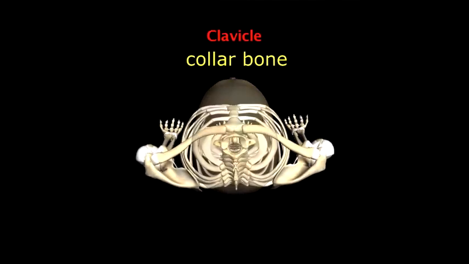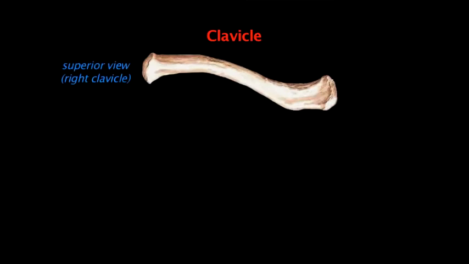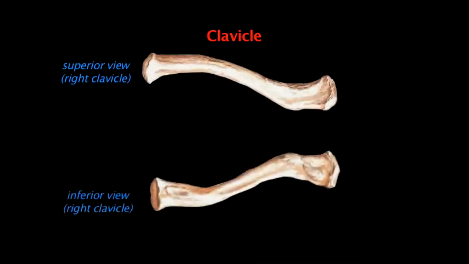The clavicle is commonly called the collarbone. This is the sternal end of the clavicle bone because it connects to the sternum, which we have studied before. And this is the acromial end of the clavicle bone, which connects to the acromion process of the scapula. We will study the scapula bone later. This is a more detailed view of the clavicle, showing the superior and inferior view of the clavicle bone.